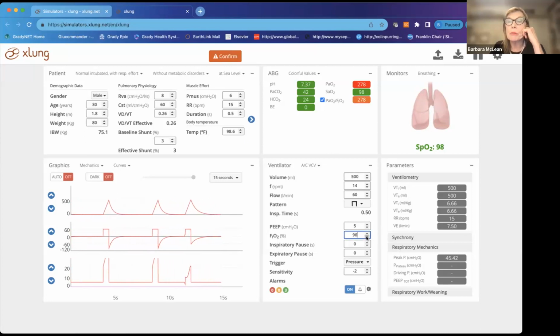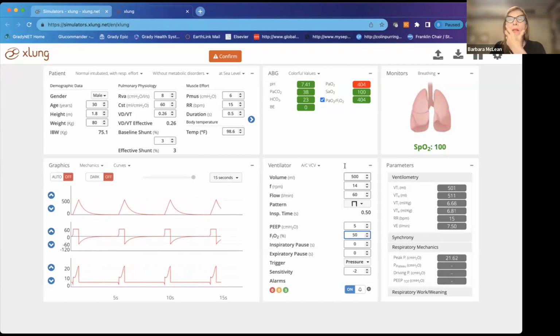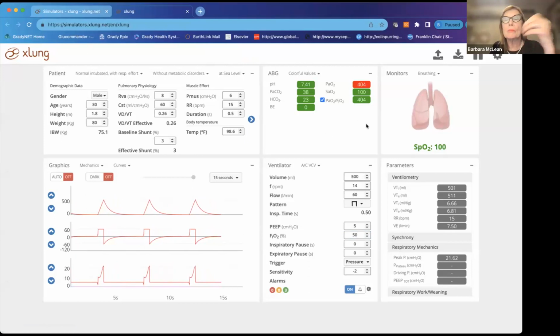I'm going to put his FiO2 back down. Okay, I'll just put it down to 50. That's going to give him a high PO2, but we're okay with that. It just takes a long time. Let's see if I can just do it this way. I think I can. Okay, great. And I'm going to confirm that. This is my simulator.